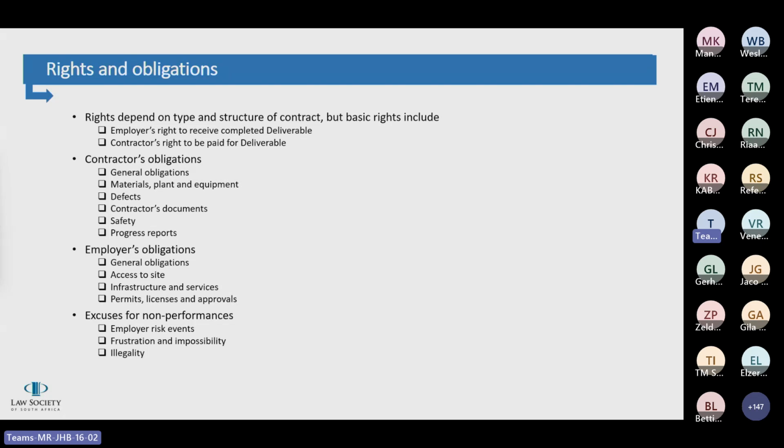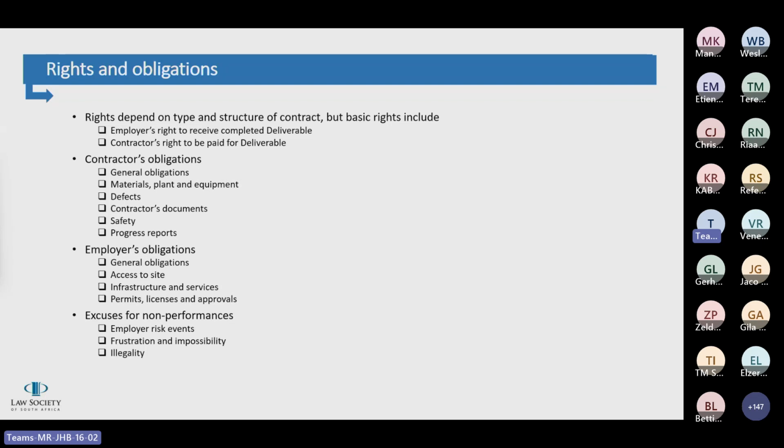All right, then infrastructure and services is generally accepted to be provided by the employer. So this might include roads, electricity, water supply, etc. Although sometimes a contract might require the contractor to provide some of those itself and to price for that.